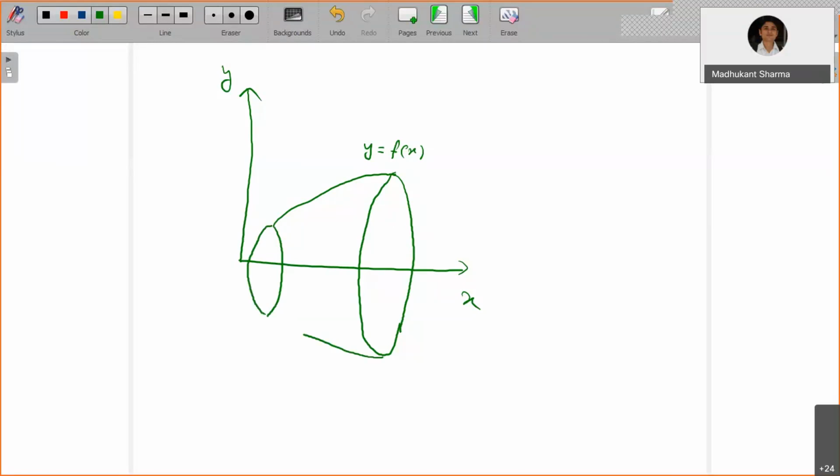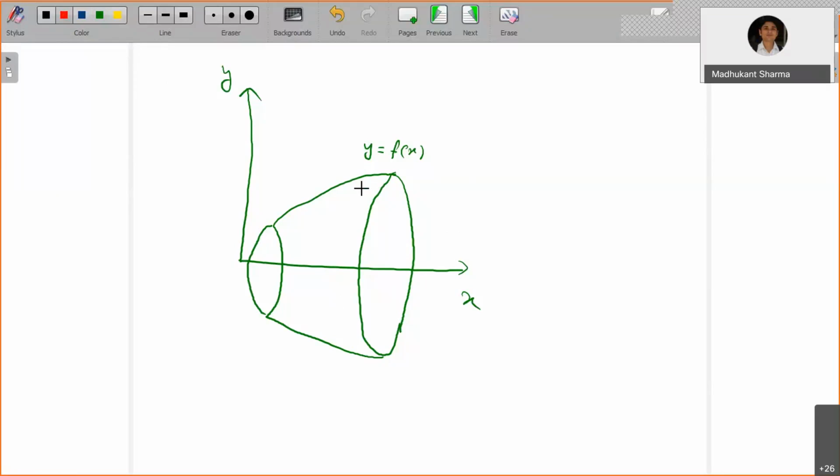You will get a shape which mathematically is also known as a cylinder. It's not a right circular cylinder, but it is called a cylinder, where you are stretching along the x-axis and following the curve y equals f of x. So now what we are interested in is the surface area of this cylinder.